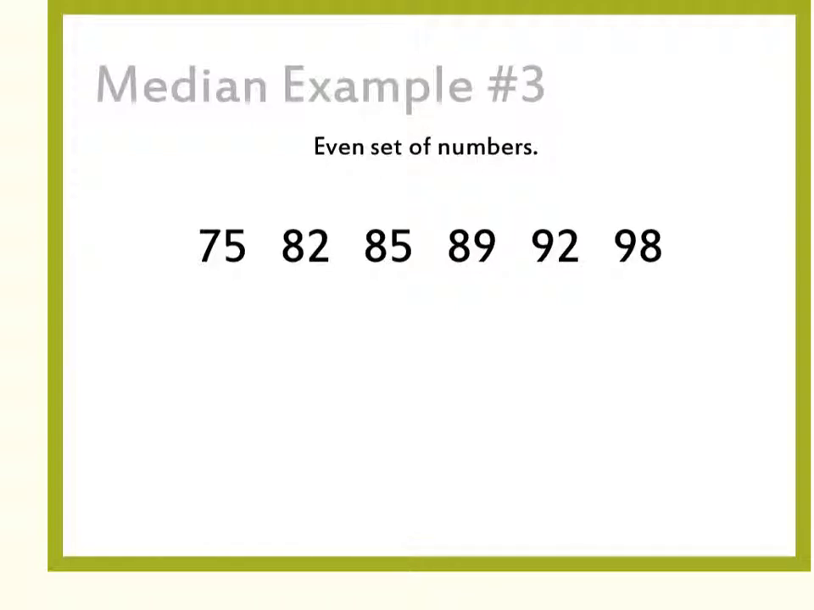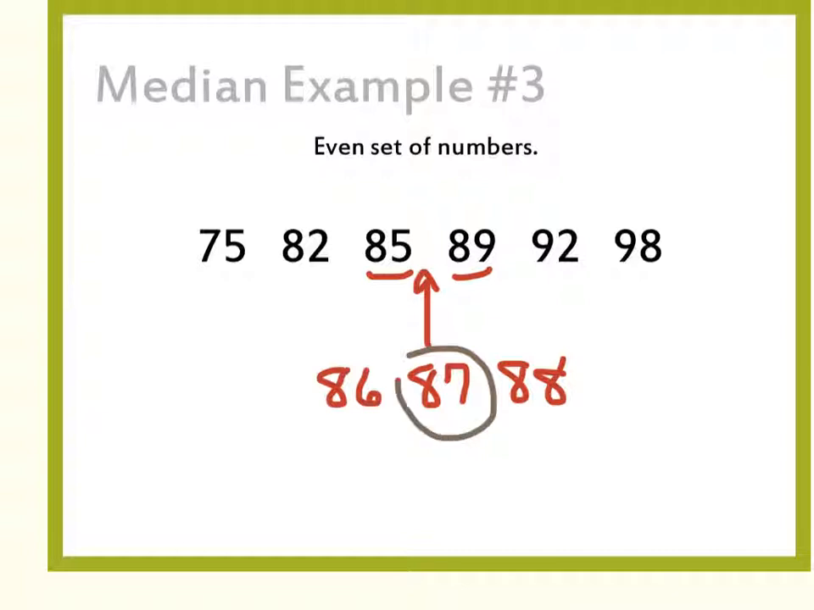In this third example of finding the median, we see that 85 and 89 are the middle 2 numbers in this set of data. So our median has to be right there in between 85 and 89. Another way of doing it is writing out the numbers that are between 85 and 89. So we could write 86, 87, and 88. Those are the numbers that are between 85 and 89. Then all we need to do is pick the middle number in this series, and that would be 87. 87 is the median in this set of numbers.